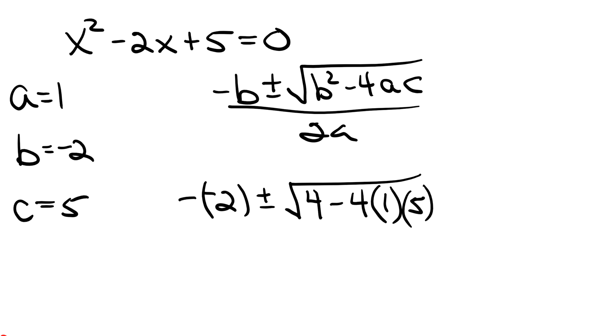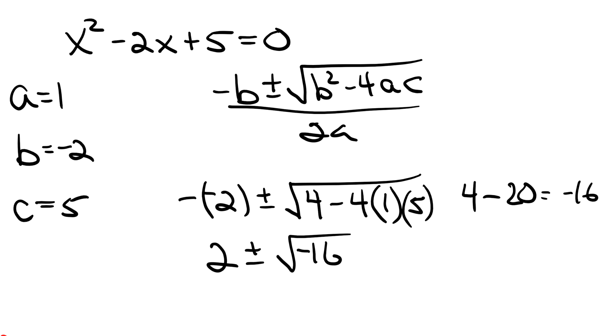Not 4, but 2. Positive 2. Plus or minus. And this is the part I want to figure out. So this is going to be 4 minus, what is this, 20? That equals negative 16. And I'm going to have the square root of negative 16, which will all be over 2.